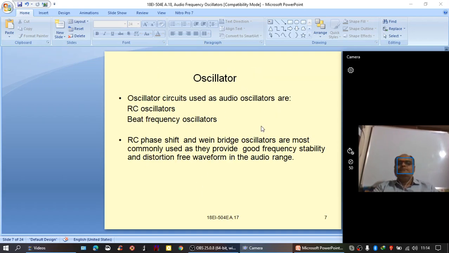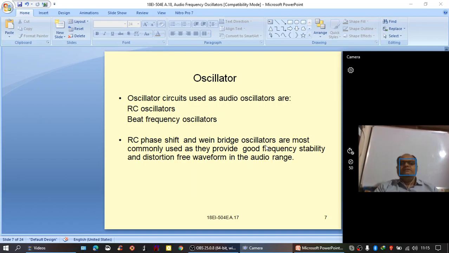Then oscillator. Oscillator consists of oscillator circuits used as audio oscillators or RC oscillators and beat frequency oscillators. Regarding beat frequency oscillators, we have seen in the last class. And about RC oscillators, it was briefly described in the last class. In RC oscillators, there are two types, RC phase shift oscillators and Wien bridge oscillators.